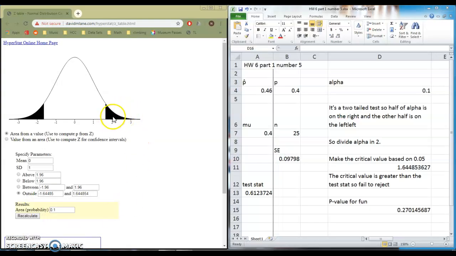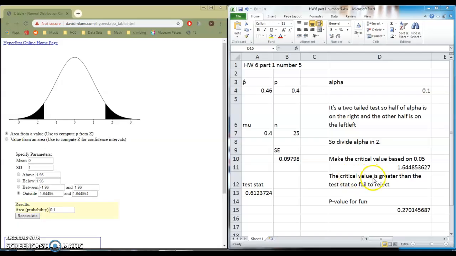So remember, this area here is 0.05. We want to know what is the probability of getting 0.61, so right here, or greater. And is that smaller or greater than 0.05? So the probability of getting 0.61 is like 27%. So that's our p-value, which is much larger than 0.05. So we would once again fail to reject.